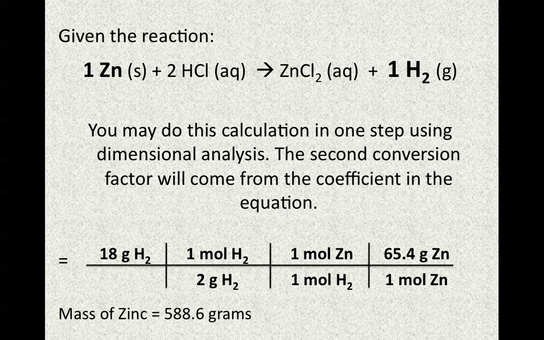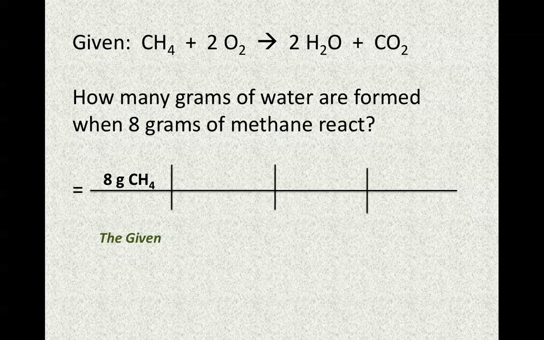That's the mass that we would have to start with in regards to zinc in order to make those 18 grams of hydrogen. All right, so let's do a couple other examples so you can see again the flow of these calculations. Here we have a combustion of methane. It's asking how many grams of water are formed when 8 grams of methane react. So we're starting with 8 grams of methane. We want to know how much water.